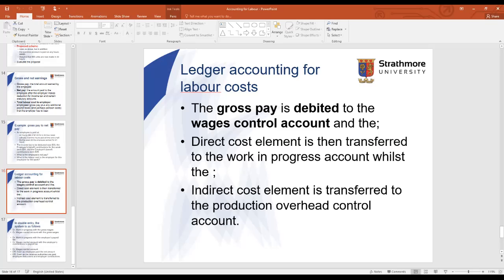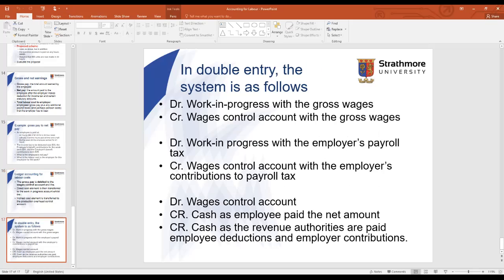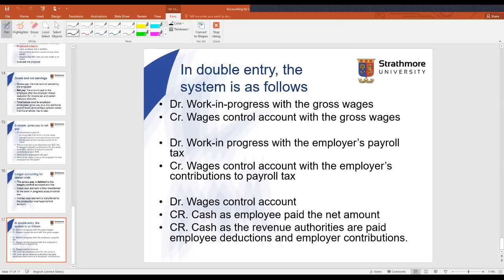Suppose you've gone through that. The double entry, just as mentioned, should be as follows. You're going to debit the work in progress account, like you just did. You're going to credit the control account with the gross wages. Then don't forget you're going to have the work in progress account with the employer payroll tax, in case of accounting for tax.